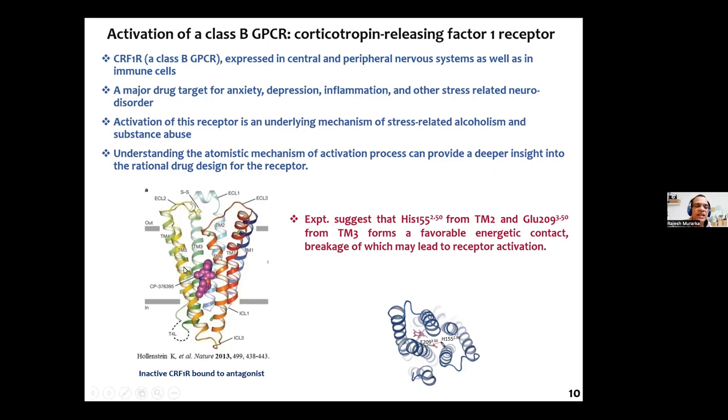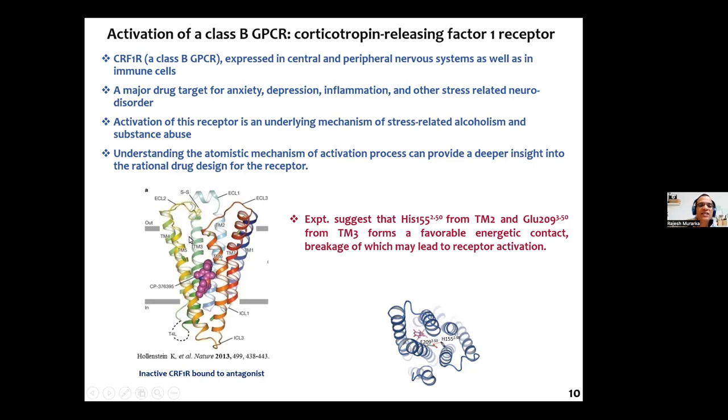And as you can see here, am I able to show that my pointer is visible? Yeah, it's visible. Okay. So this is an antagonist, okay? Because this is an inactive state of the receptor, what do antagonists do? They bind to the receptor, and the conformation which a receptor adopts after binding the antagonist is basically the inactive conformation. Inactive conformation means there is no signaling, neither G-protein signaling nor beta-arrestin signaling. So it is the inactive conformation of the receptor, and it blocks all signaling.